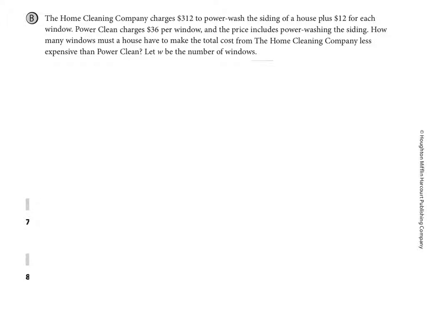All right, so in this problem, I see that they're going to charge $312 plus $12 for each window, and another company is going to charge a different amount. So to me, I immediately see I am comparing two different things. I'm comparing the home cleaning company to this power clean company. So the home cleaning company is $312 plus $12 for each window. Remember, each is a rate word, which means it's going to go with a variable. So that's 12W. Now, I use W this time because they tell me to use W for the windows.